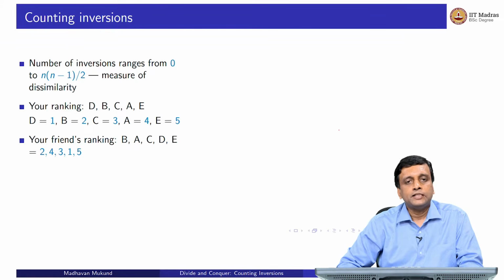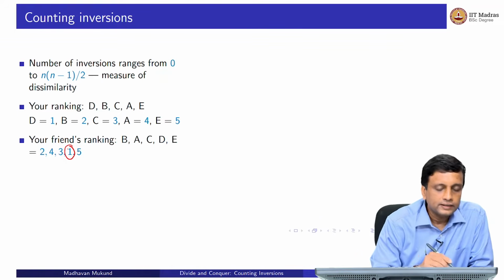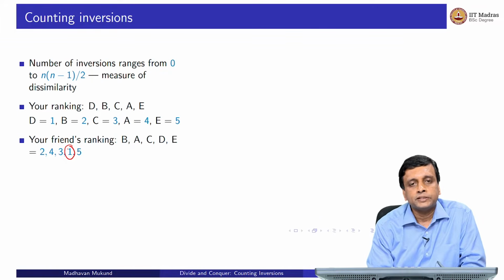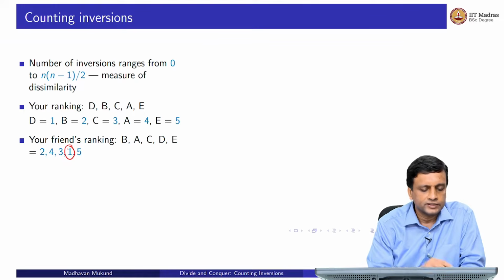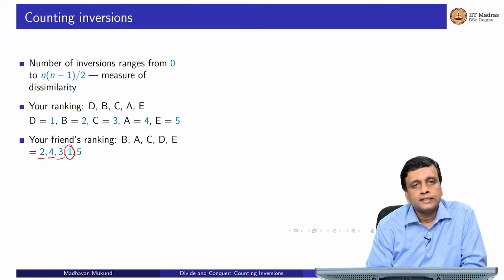So effectively it means looking for each number, how many things which are smaller than that number come before it. Or alternatively, for each number, how many things bigger than that number come before it. So for example, if I look at 1, I want to see how many numbers are bigger than 1. Everything bigger than 1 should come to its right according to our ordering, but anything that is to its left is an inversion. So 2 is an inversion, 4 is an inversion, 3 is an inversion, because 1 is the smallest number. What about 2?